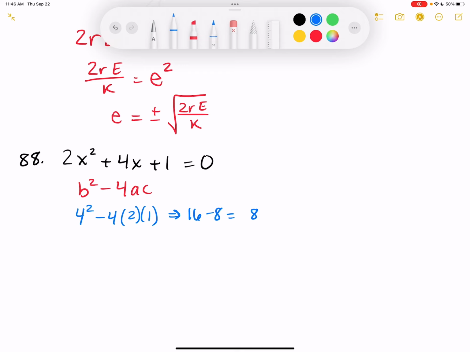8's not a perfect square, it's a perfect cube. So it's positive, but it's not a perfect square. You don't actually have to write this part, it's just for reference. So there's two solutions, and they are irrational.